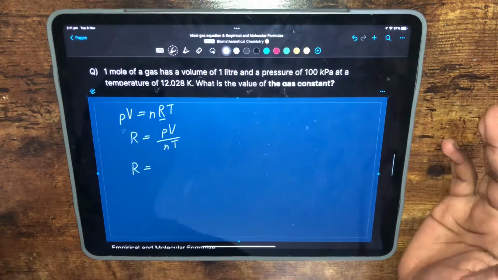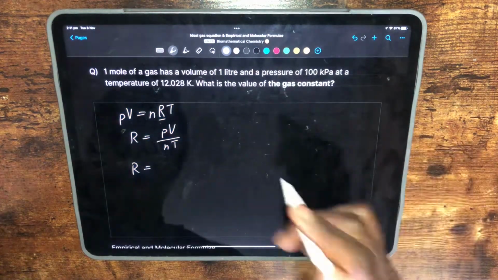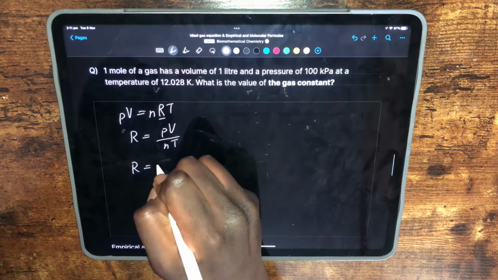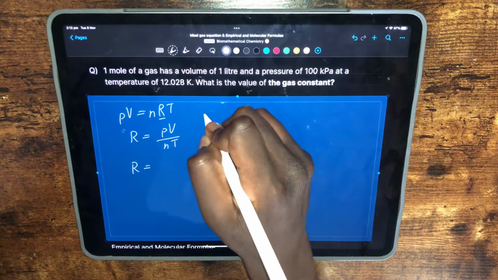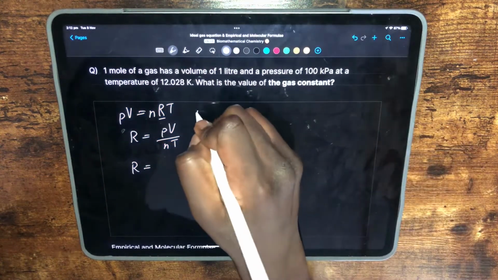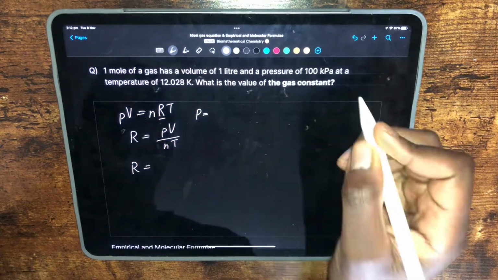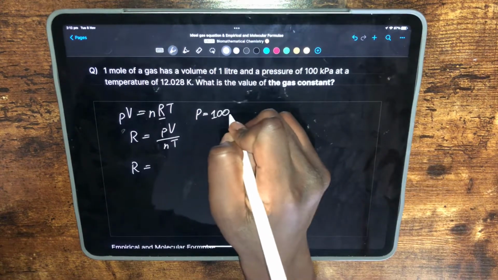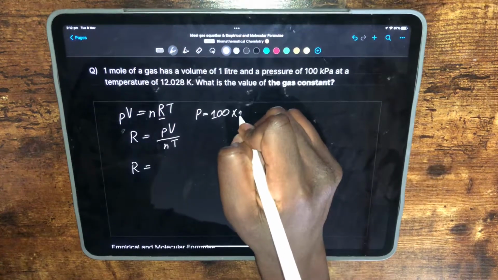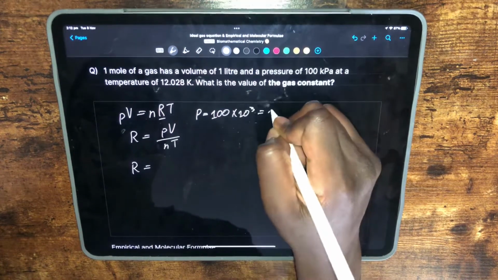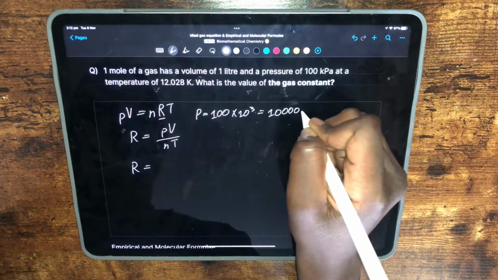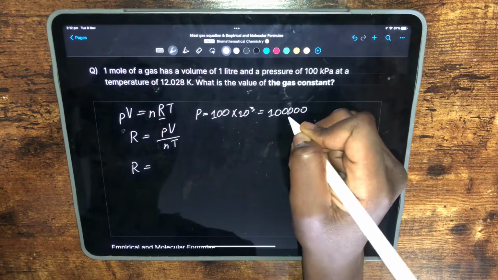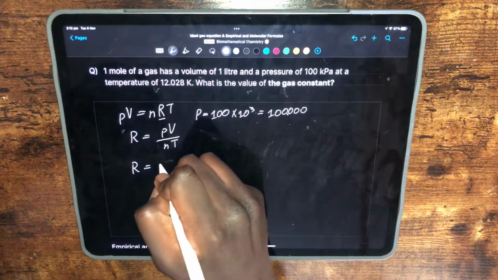I always made this mistake during questions. Sometimes I already know that's 100,000, but they actually do like it when you actually say pressure is equal to. They actually like it when you show that you've converted your answer. So 100 times 10 to the power 3, or 1,000, is 100,000. I already know that 100 kilopascals is 100,000 pascals, but they really want you to show that it's 100,000. So 100,000.